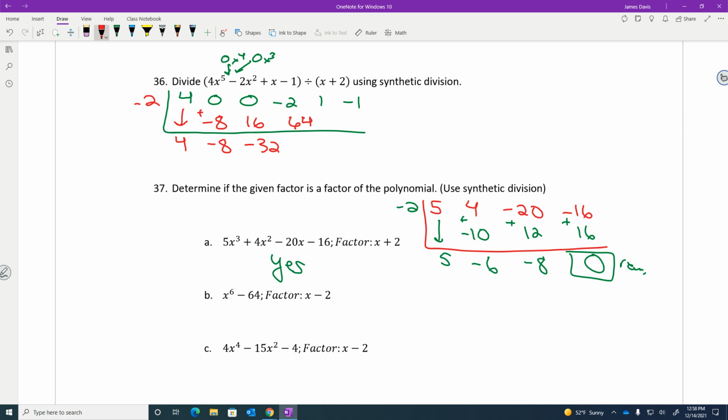I don't know what 32, I did the math already. Alright, 16, sorry. -32. Add those together.